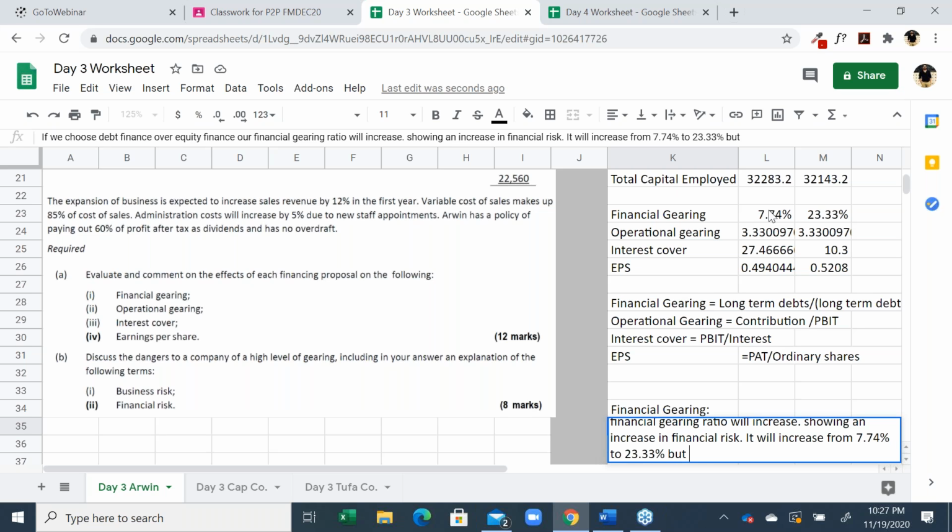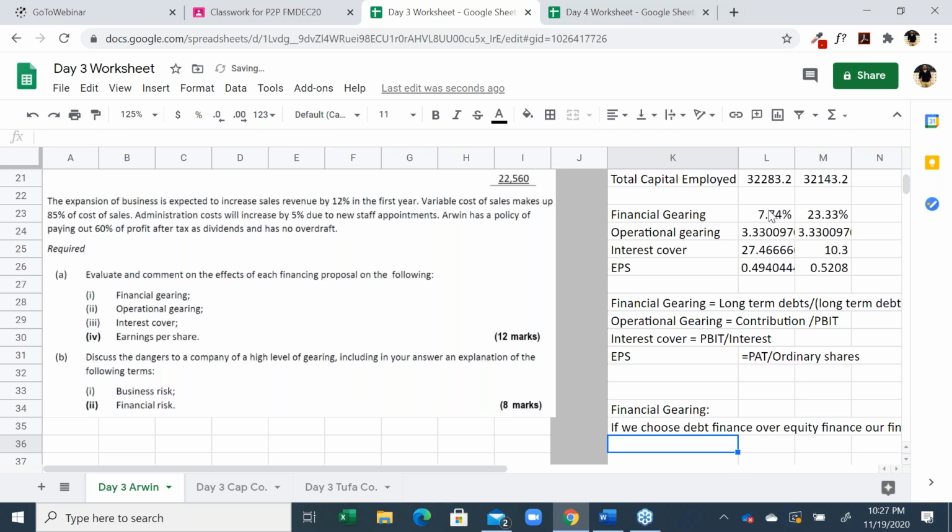But whether the 23.33% risk level is acceptable or not, that depends on management attitude, right?